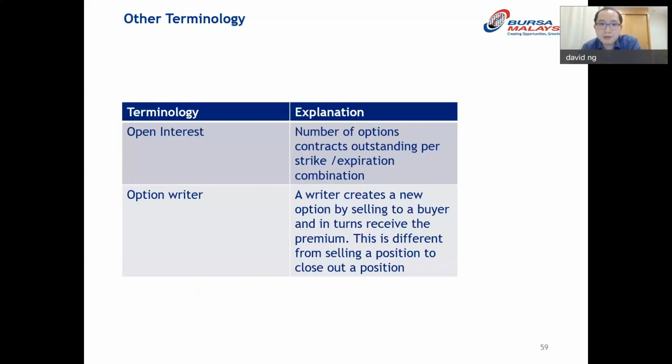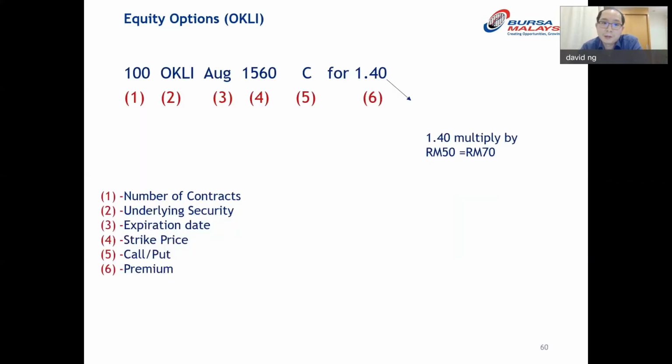I'm not going to go too deep on open interest and option writer, but it goes to tell you that you can also be a seller of a put and call. But again, being a seller of an option is always a higher risk, and you have to take note of the risk. So just to give you an example, these are all theoretical examples.